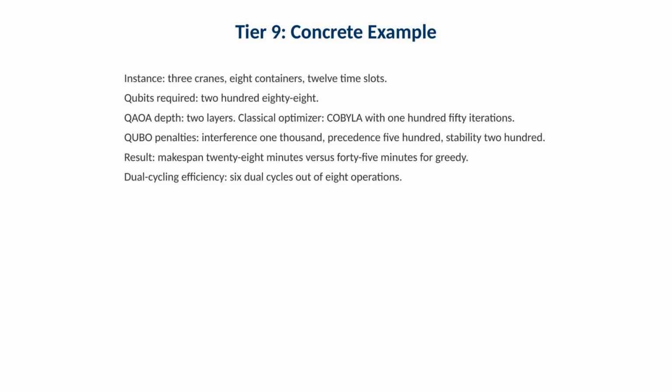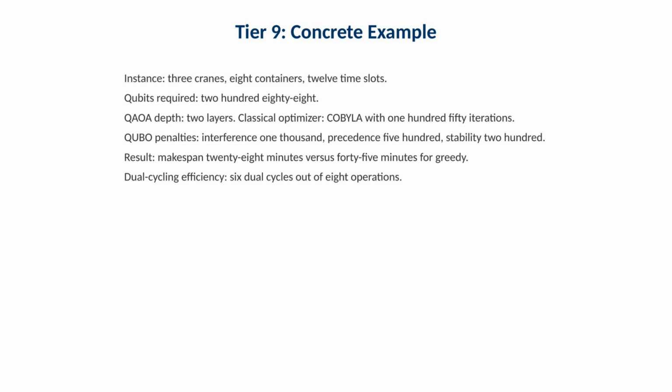The example instance includes 3 cranes, 8 containers, and 12 time slots. The qubit requirement is described as 288. The circuit uses 2 layers and a classical optimizer described as COBYLA, with 150 iterations. Penalties are described as 1,000 for interference, 500 for precedence, and 200 for stability.